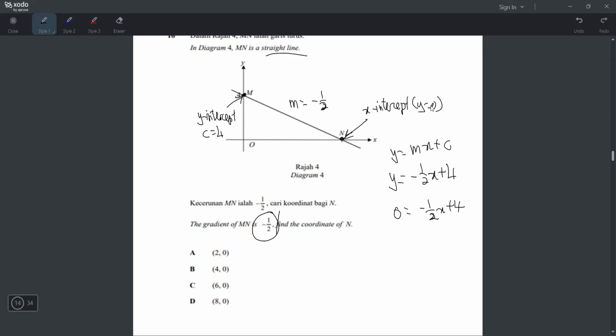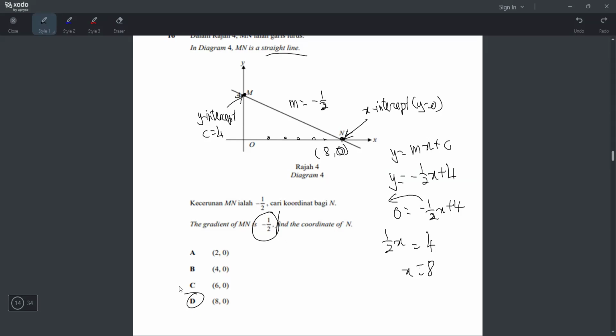Okay, let me explain why you replace y with 0. Why do you replace y with 0? Because when you are finding the x-intercept, when you're finding point N, which is the x-intercept, the y coordinate will be 0. Because every point on the x-axis has a y coordinate that must be zero, right? So let's say this one is (1, 0), (2, 0), (3, 0), (4, 0). You get the idea, right? That is why you can replace y with 0. And now you just have to find x. Okay, try to make it positive. So 1 over 2x becomes 4, and then x equals, divide by 2, move there, becomes times 2. 4 times 2 is 8. That means this is (8, 0). The x-intercept is 8, so the answer is D.